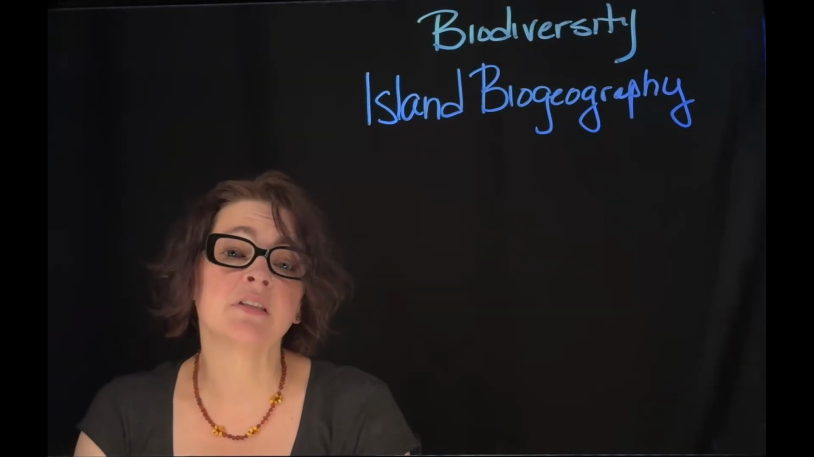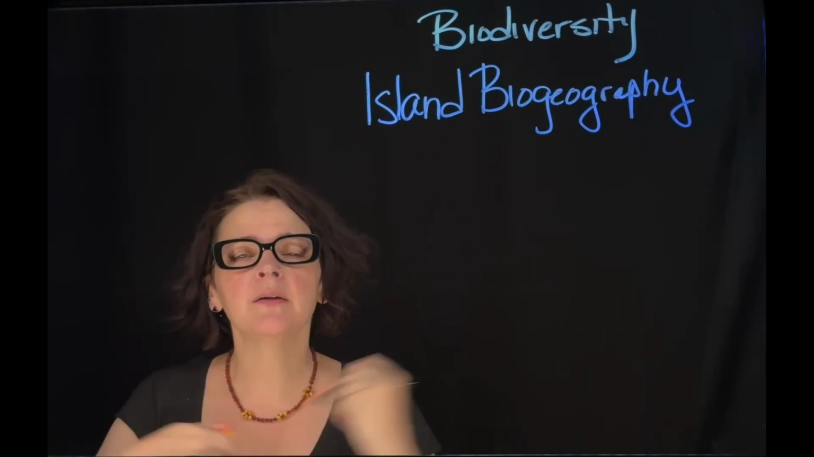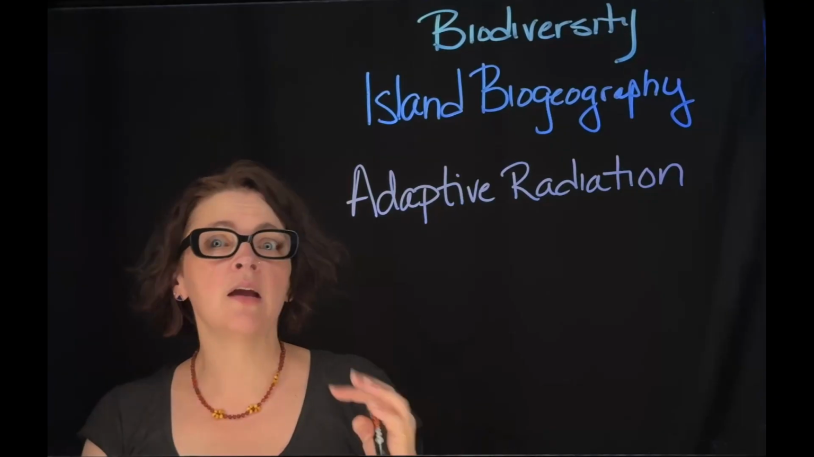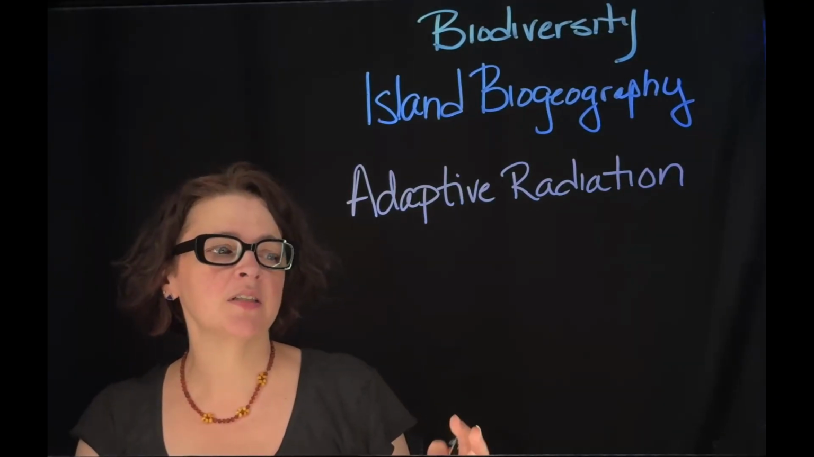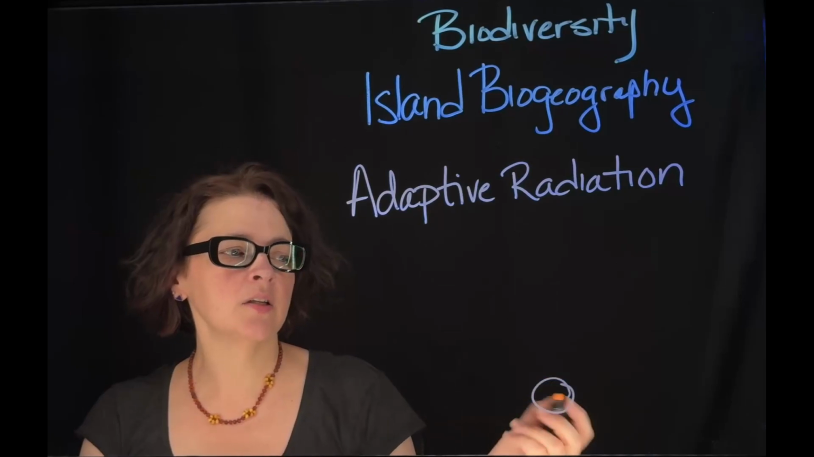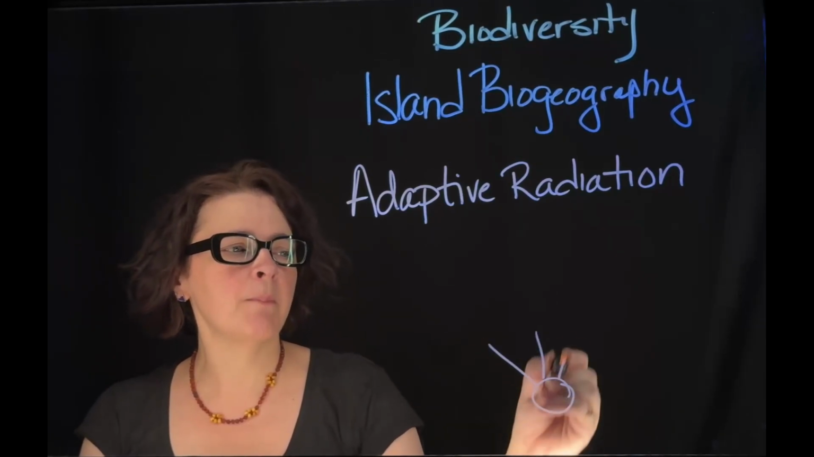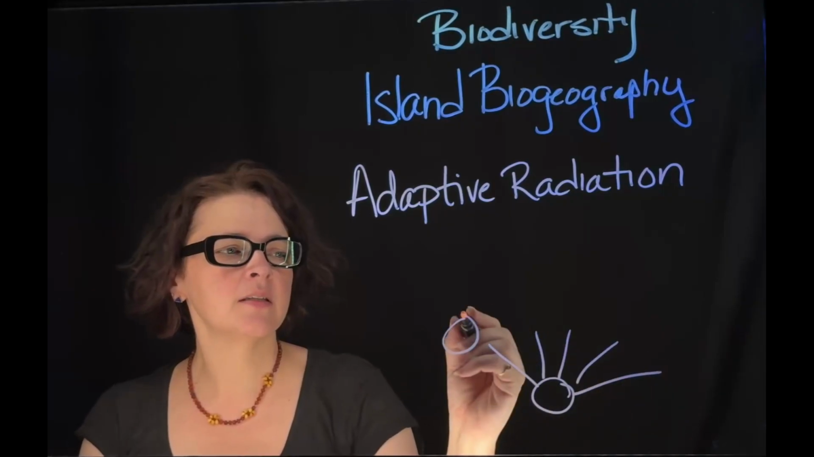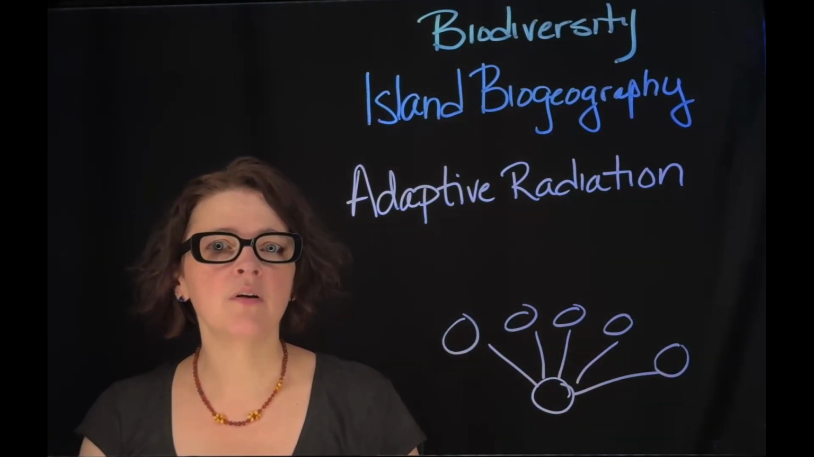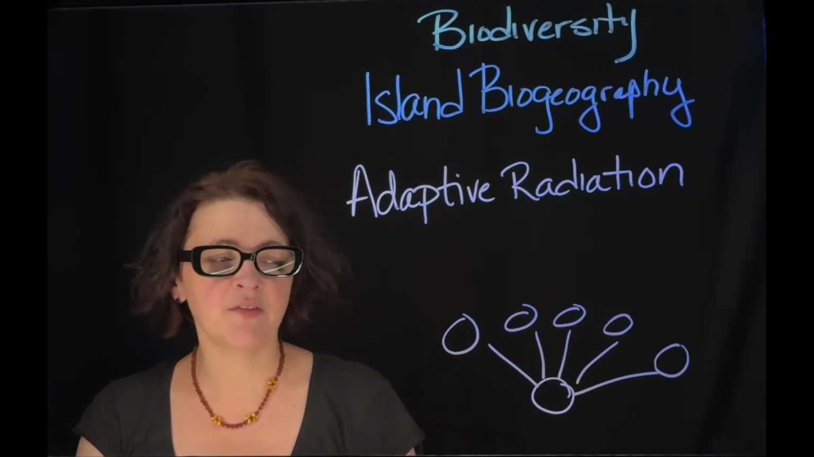Because islands have limited resources and very limited space, we often see what's called adaptive radiation in evolution occur. So adaptive radiation is essentially you have one common ancestor, basically one species, that's going to give rise to a bunch of different species based on what's available for them to eat that allows them to survive and reproduce.